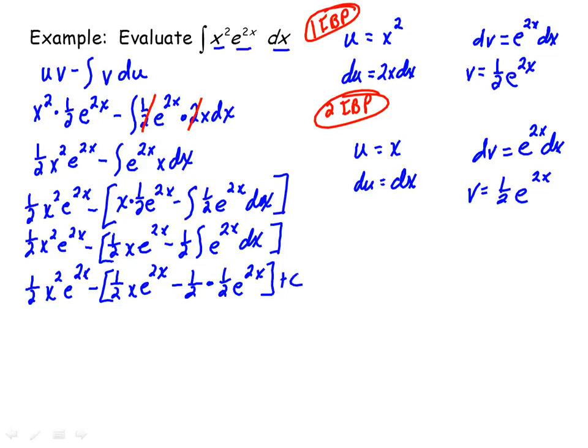All right, so now let's clean up. So we have 1/2 x squared e to the 2x minus, if you want to go ahead and distribute that minus sign now, you can. I think I'm going to. 1/2 x e to the 2x, and then negative 1/2 times positive 1/2 is going to be negative 1/4, but I'm distributing a negative through, so that's going to be positive 1/4 e to the 2x. And that's it.